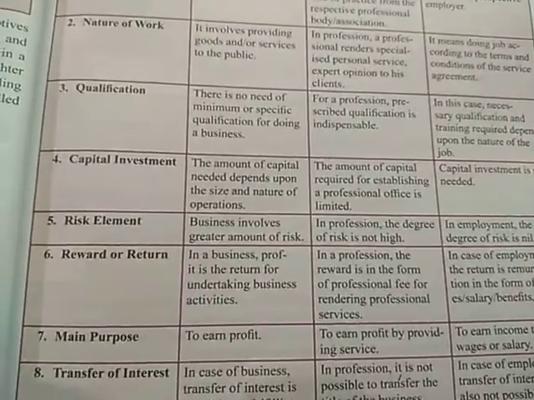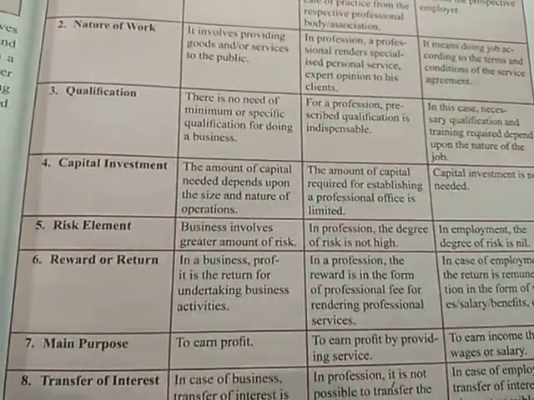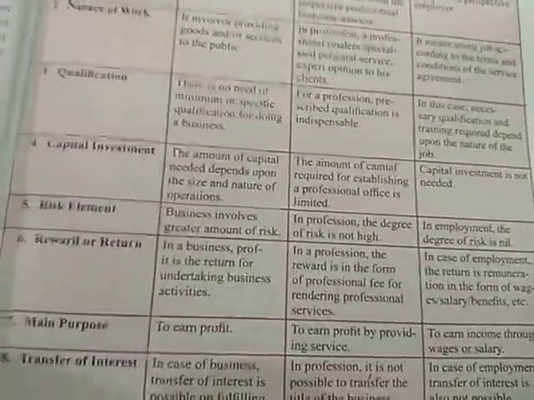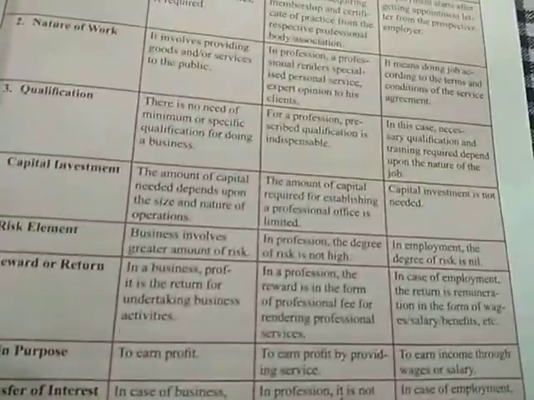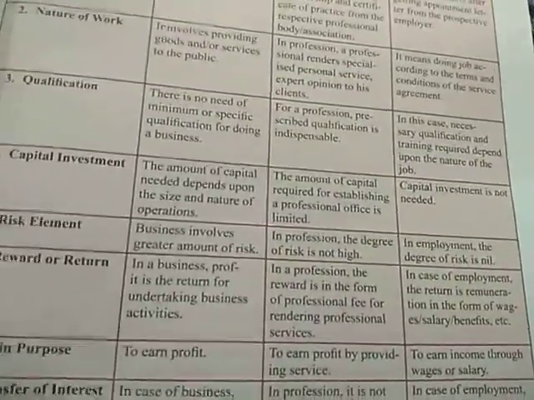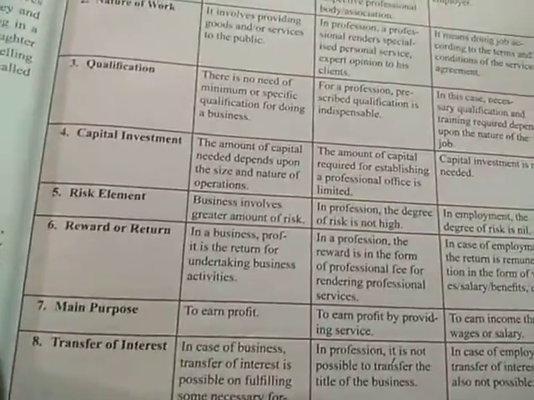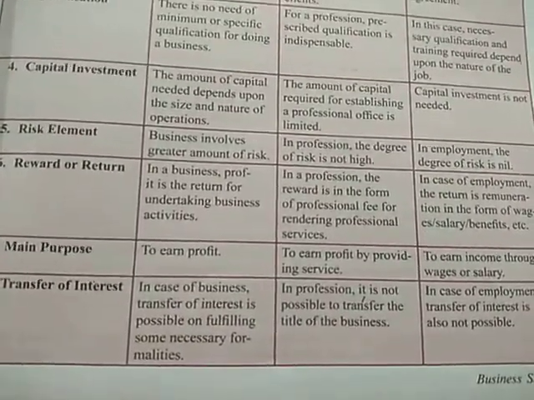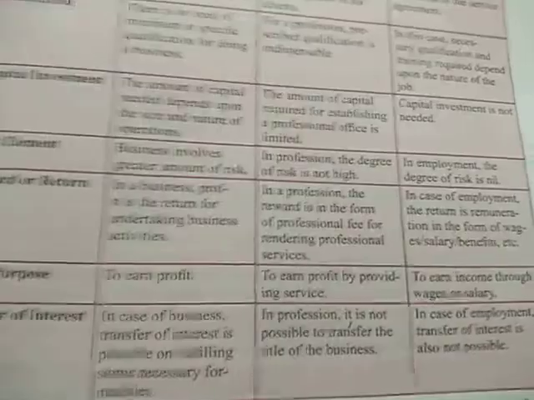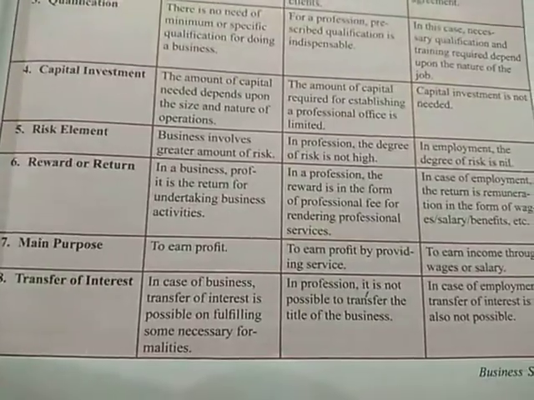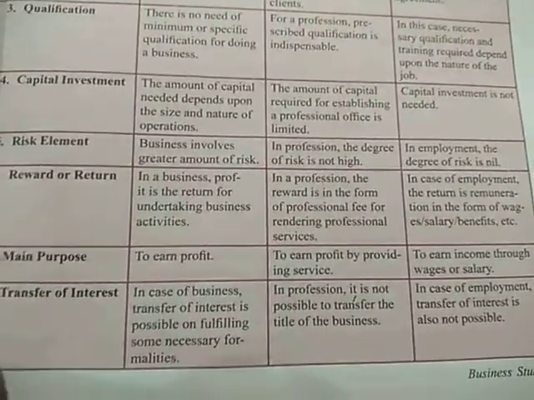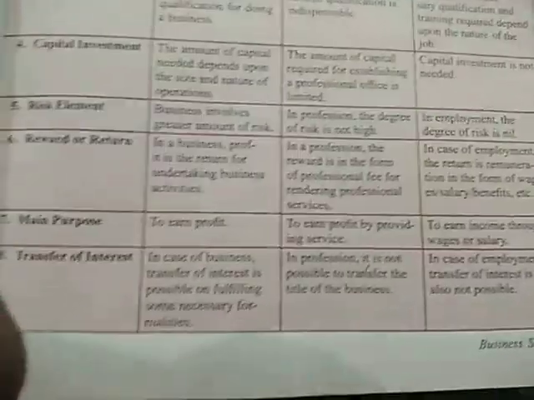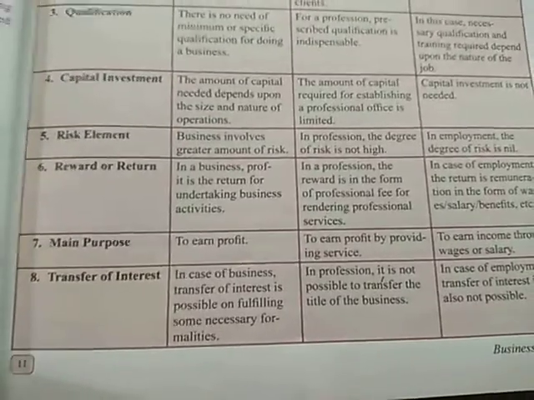Reward or return. In business, profit is the return or reward. In profession, the professional fee is the reward, and in employment, the remuneration, salary, wages or other benefits are the reward or return. Main purpose of business is to earn profit. In profession, the main purpose is to earn income by providing service, and in employment, to earn income through wages or salaries.